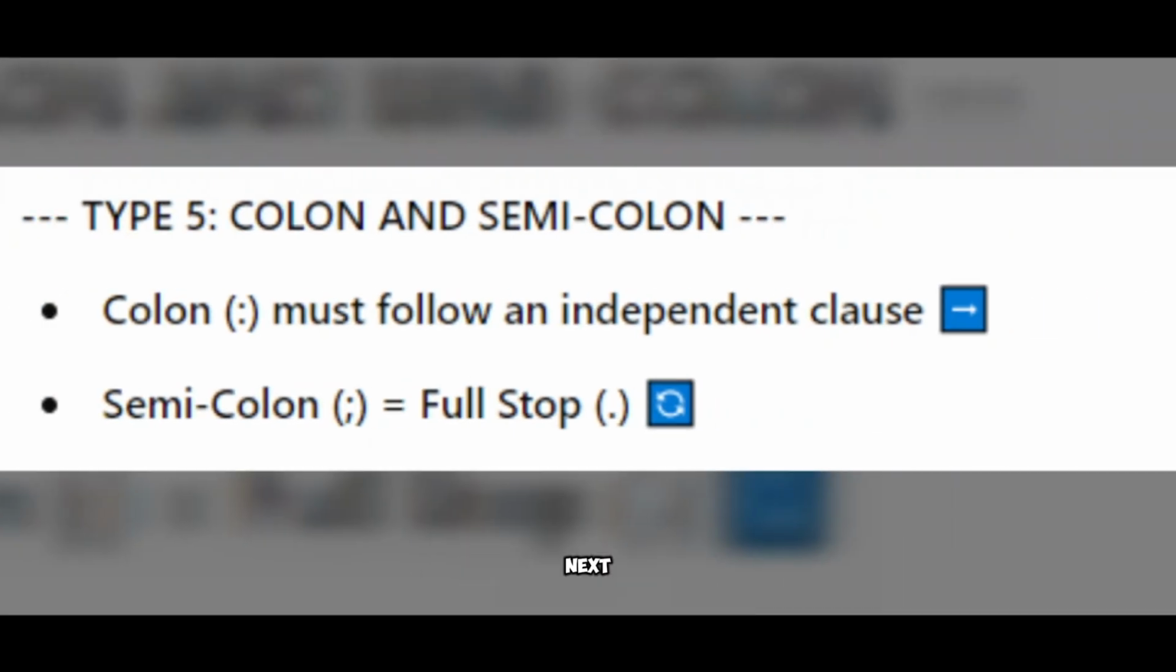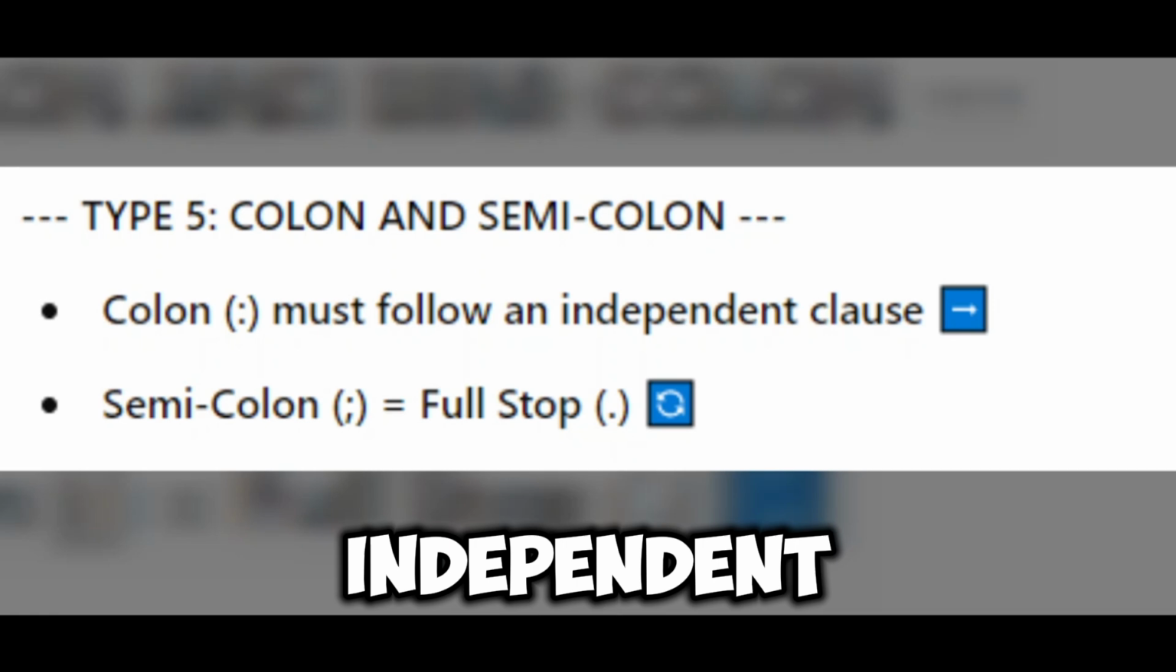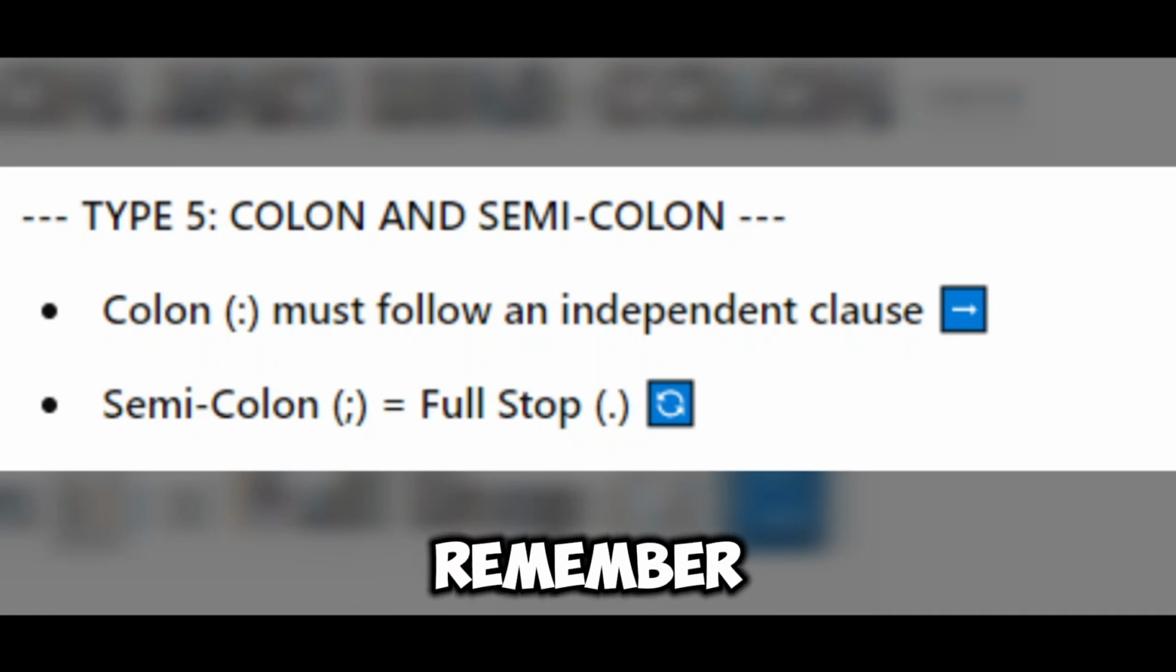Alright, moving on to the next type, which is type 5, colon and semicolon. A colon must follow an independent clause. A colon always comes after an independent clause. Just remember this. Whereas a semicolon equals a full stop, it functions exactly like a full stop, a period. So let's move on to the first example.